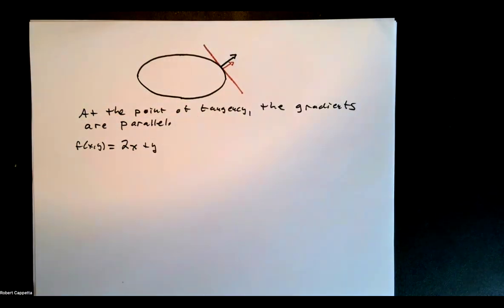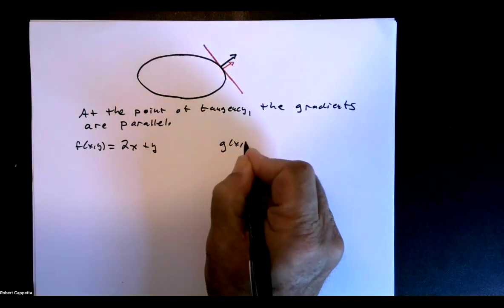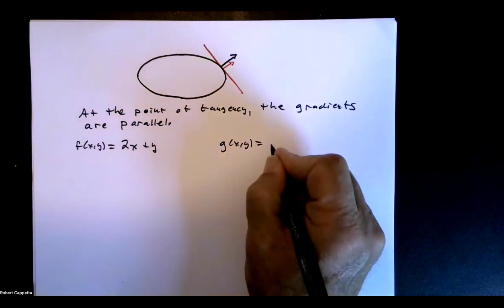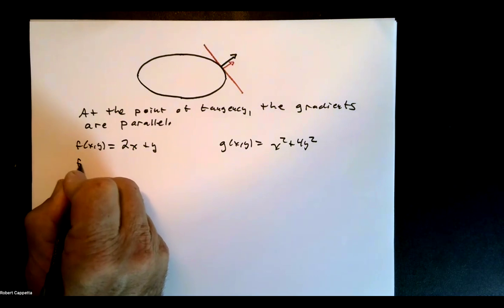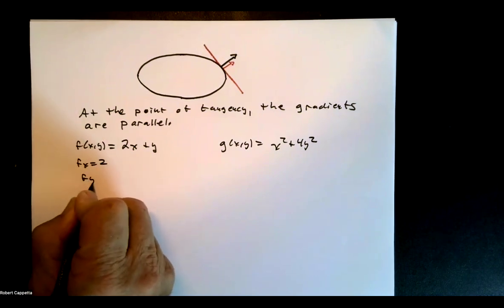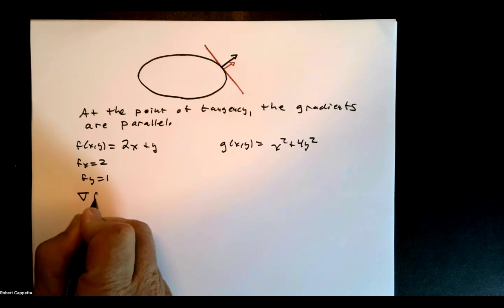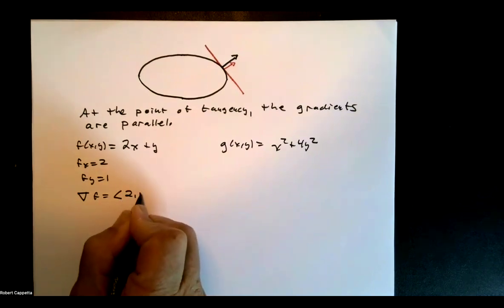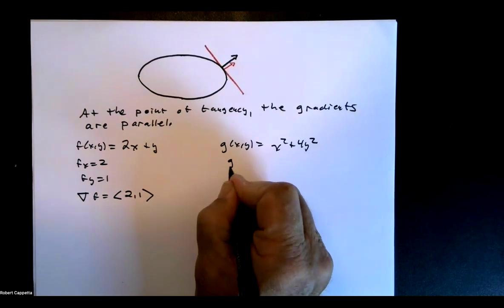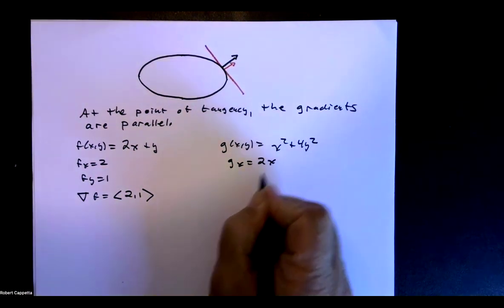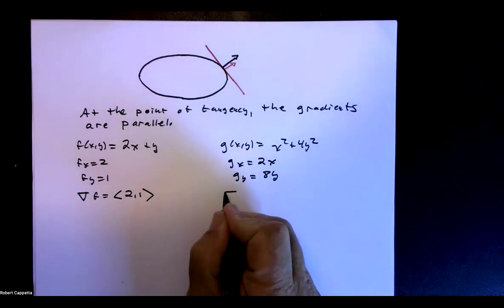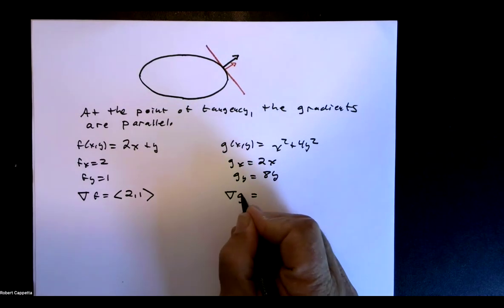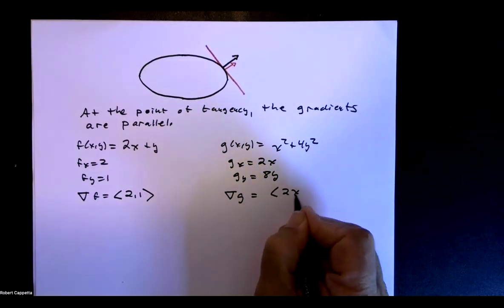And the function that is going to help us define the black circle was a level curve of the function g of x, y equals x squared plus 4y squared. So we'll take our gradient: f sub x is 2, f sub y is 1. So the gradient of f is 2 comma 1. Over here, g sub x is 2x, g sub y is 8y. So the gradient of g is 2x comma 8y.